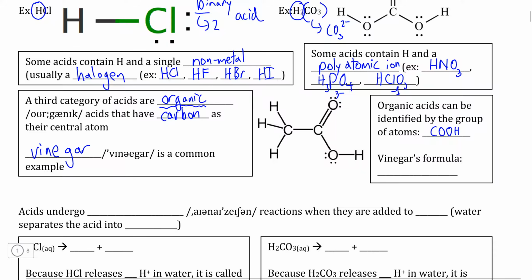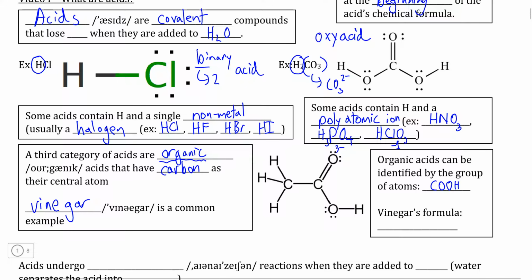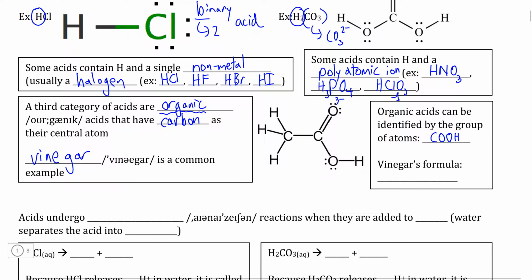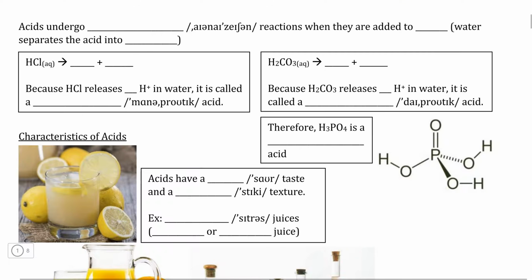So organic acids are identified a little bit differently because instead of having the hydrogen at the beginning of the chemical formula, we actually see, if we look at vinegar's chemical formula, CH3COOH, that the hydrogen that makes it an acid is actually found at the end of the chemical formula rather than at the beginning, as in binary acids and in oxyacids.